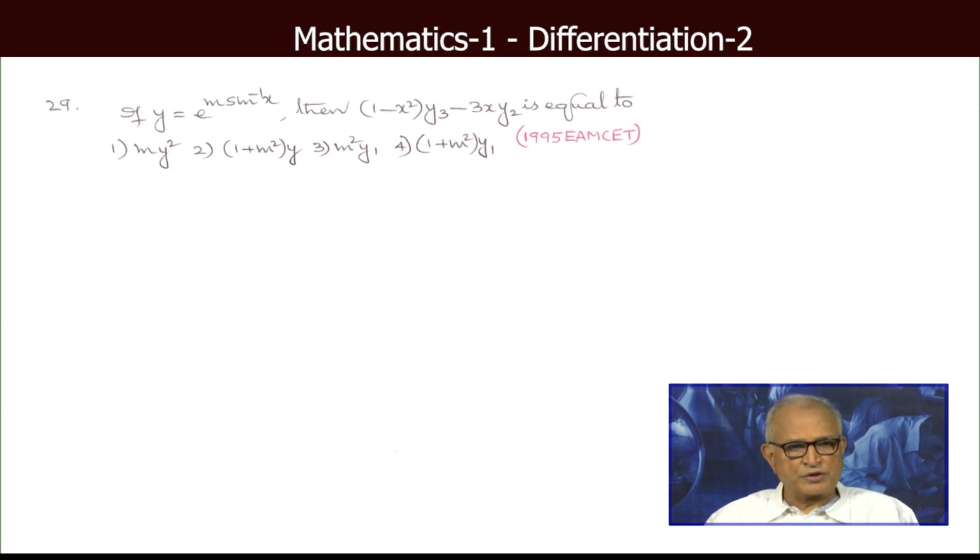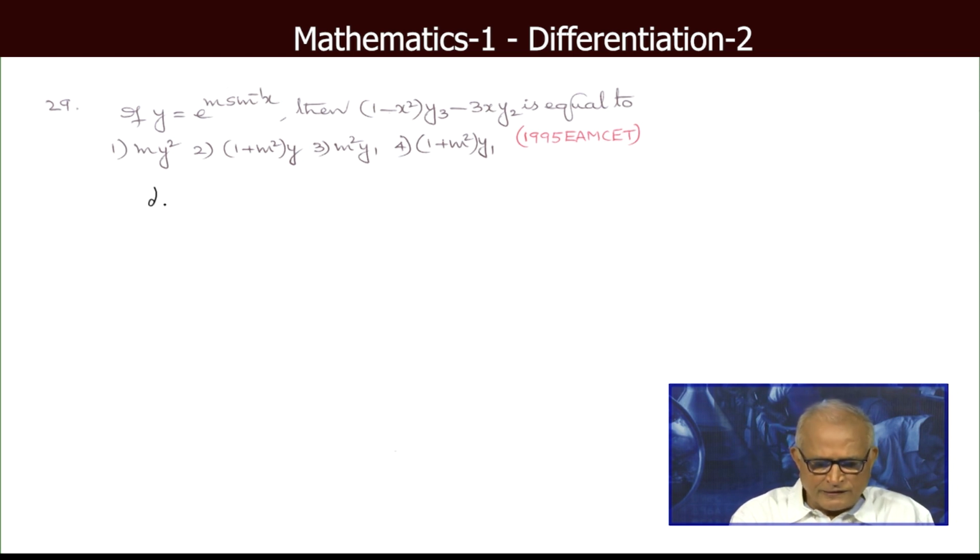this is also a similar question, y equal to e power m times sin inverse x. Then what is 1 minus x square into y3 minus 3x y2? y3 is the third derivative of y with respect to x. Of course, y2 is the second derivative, yn is the nth derivative. y3 means d cubed y dx cubed, y2 is d2y dx2. So, y equal to e power m sin inverse x.